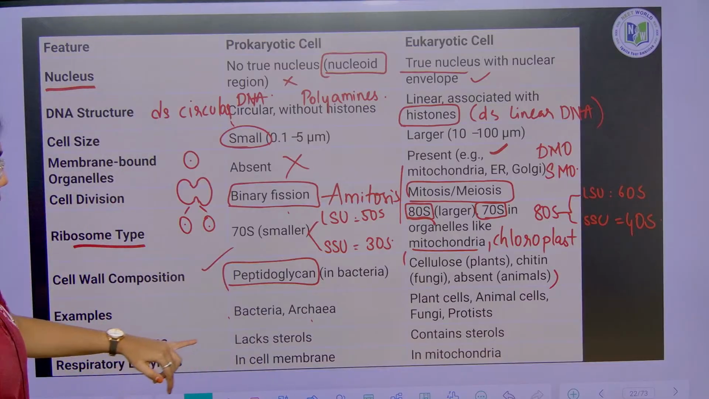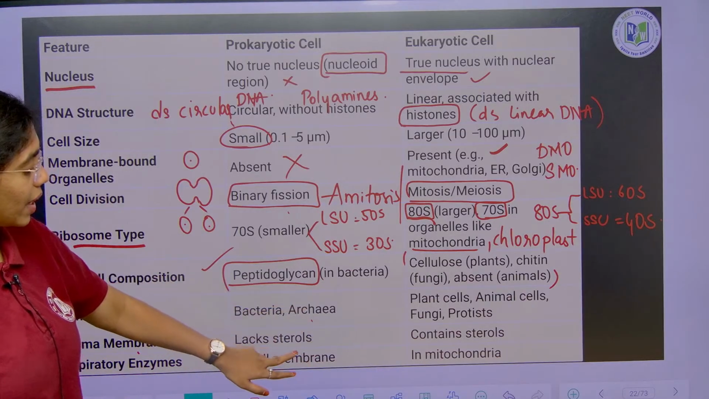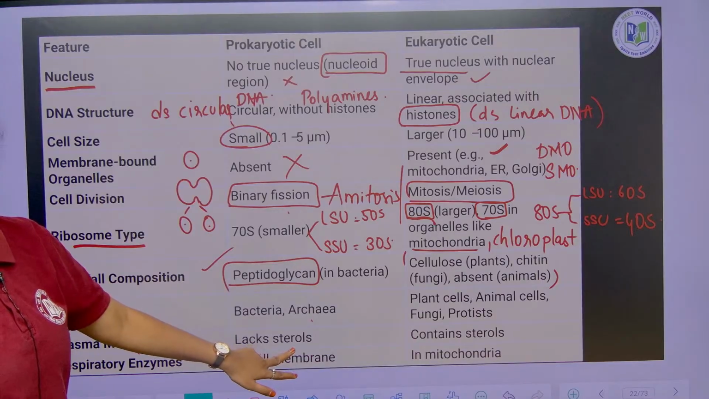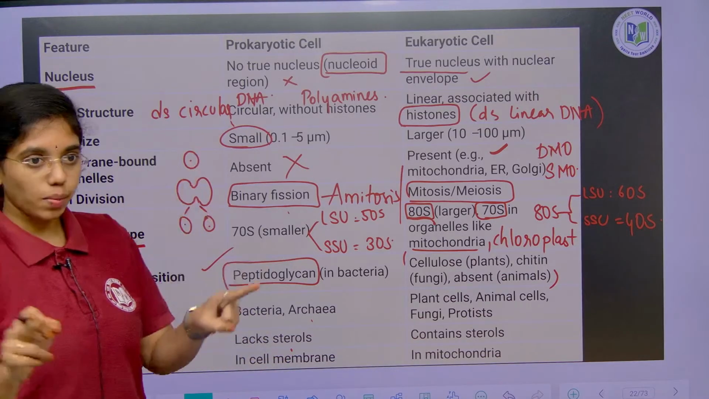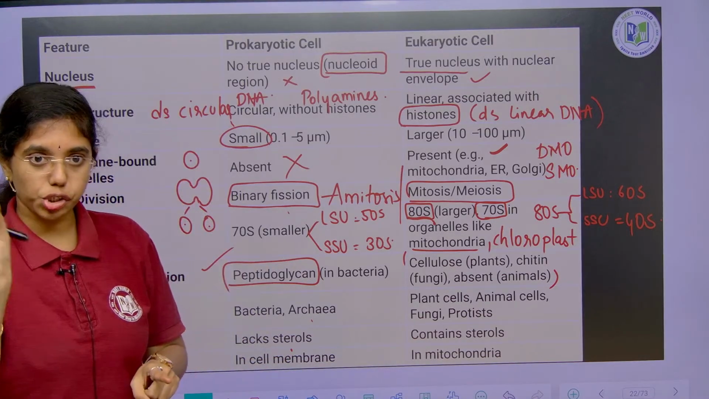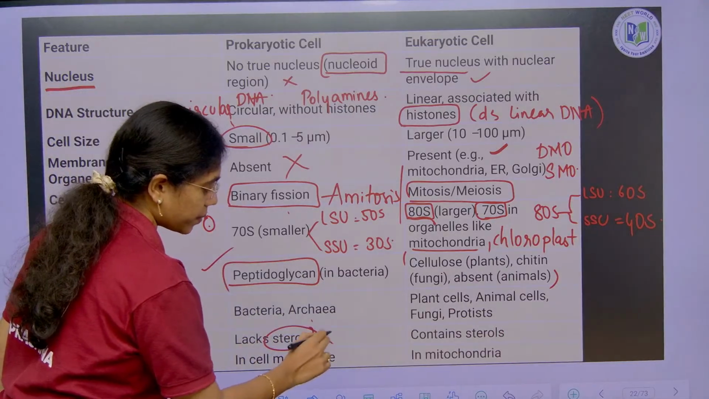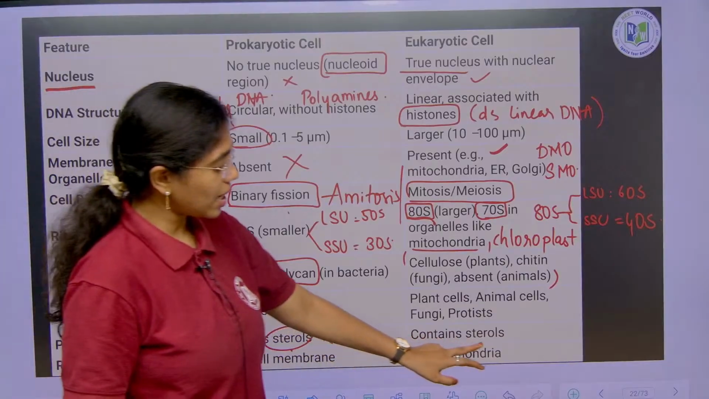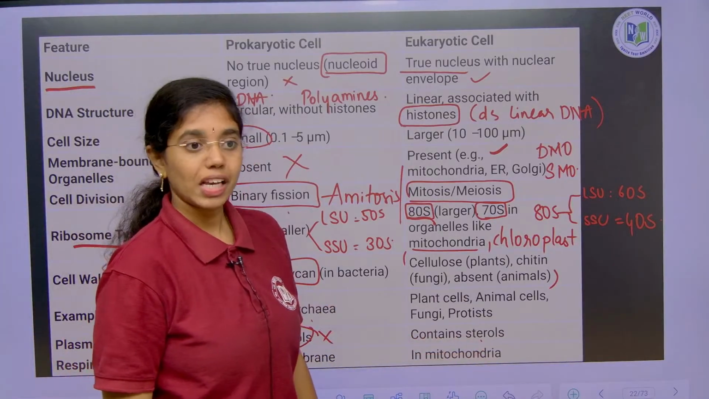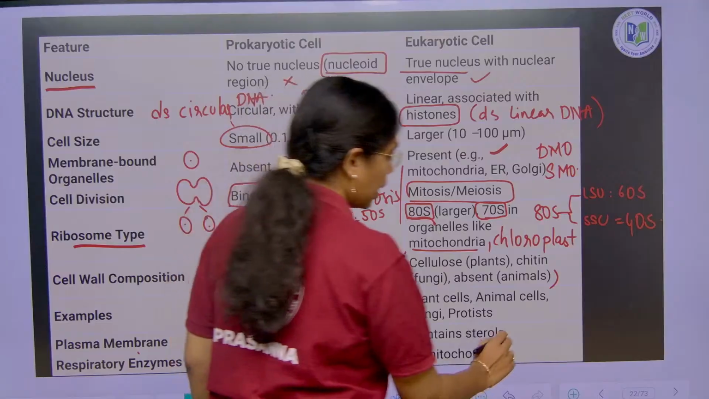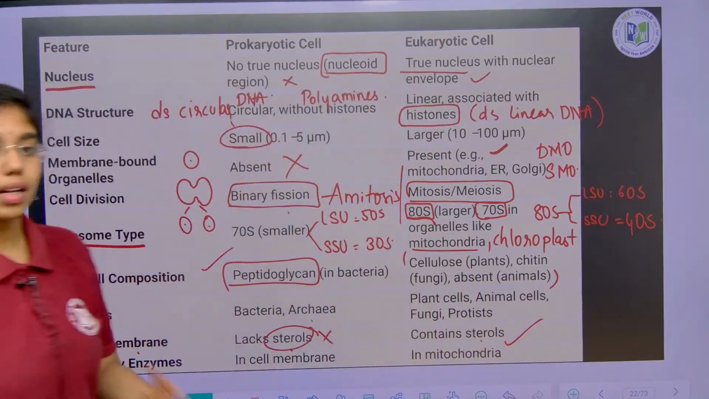Next, plasma membrane doesn't have any sterols. For prokaryotic cell plasma membrane you just have those extensions, it doesn't have any sterols. Sterols are absent. Whereas in eukaryotic cell you can see cholesterol. Sterols, steroids are present in eukaryotic cell membrane.